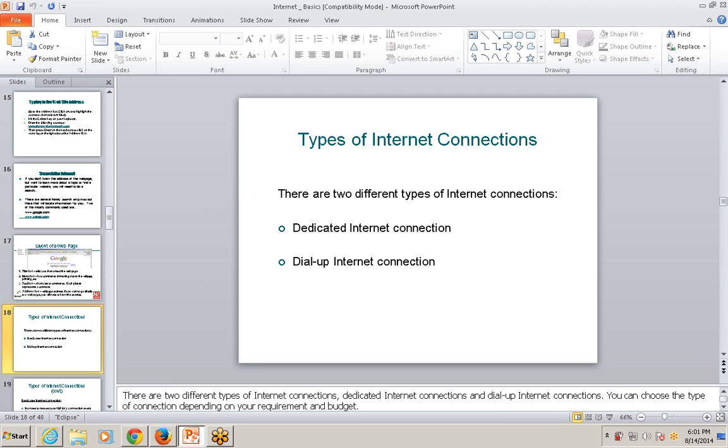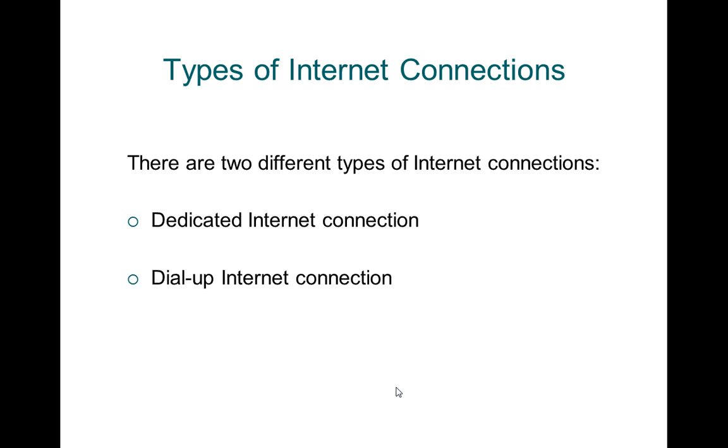Next is different types of internet connectivity. There are multiple methods with the use of which we can connect to the internet. So the main topic is types of internet connections, means how to connect to the internet services, and there are two parts. The first one is dedicated internet connection, next one is dial-up internet connection. Means there are two types of connection for internet.